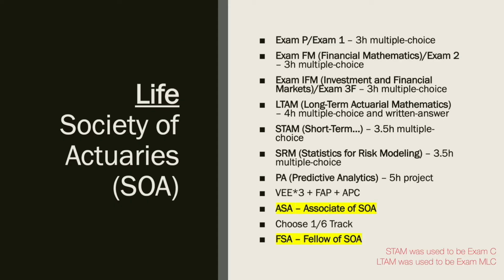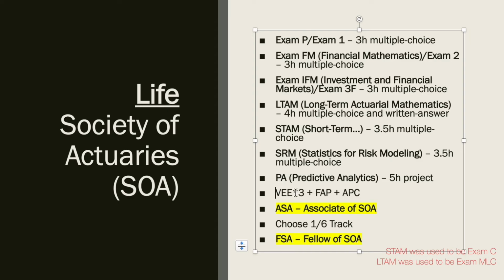Now let's move on to SOA exams. The first 3 exams are exactly the same. They're basically shared by the 2 associations. And the 4th one is called long-term actuarial mathematics, and the 5th one is short-term. The next exam is a stats exam, and then it comes to the 5-hour project. I believe you need to use the software R for this project.